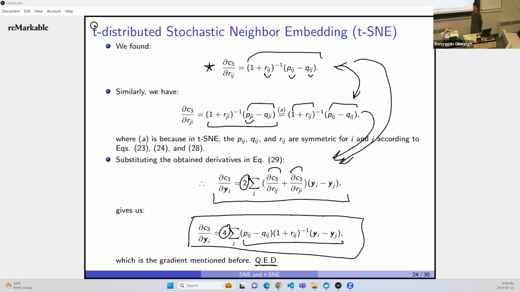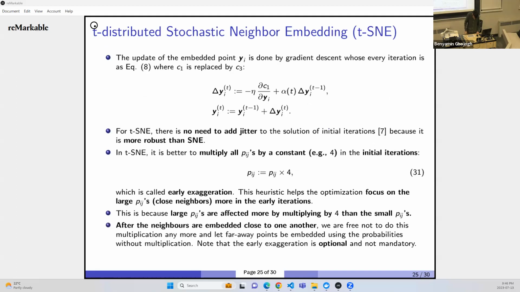And now I think you understand why Hinton said it's too complicated to bring into the paper. SNE and symmetric SNE have similar proofs, a bit different. Just give me a few more minutes to finish.